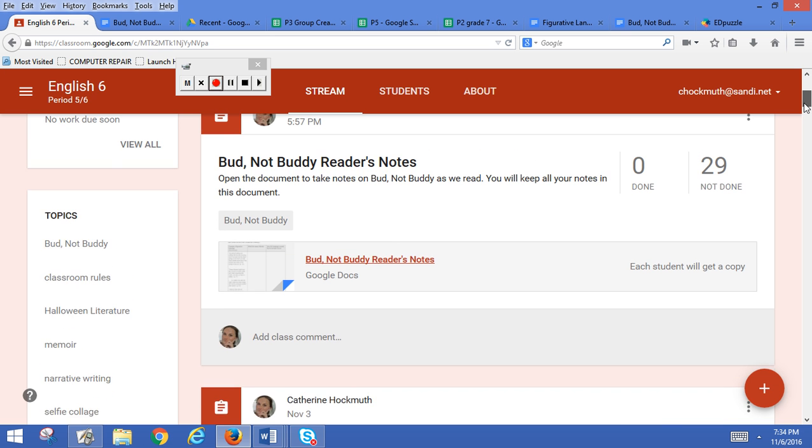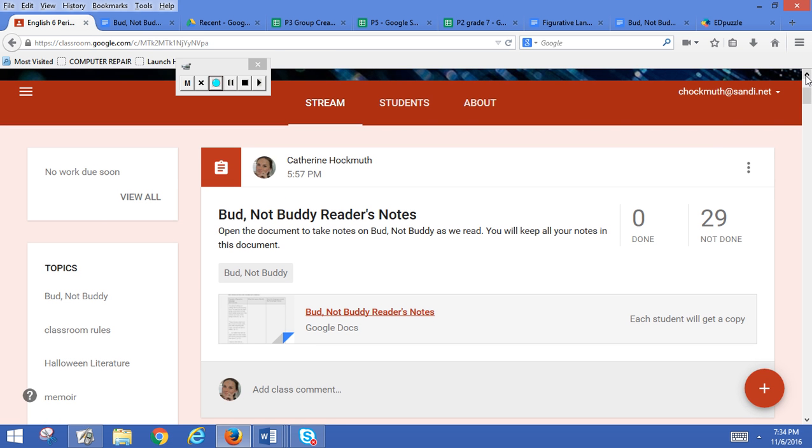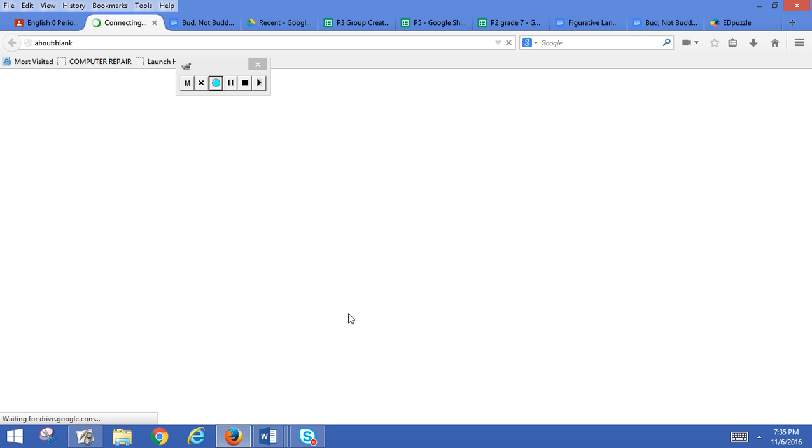You want to scroll down. You'll find the readers' notes are going to be the top assignment. I'll make sure I always move them to the top, so you should always be able to find them right here. And this is the only place that we're going to take notes for Bud, Not Buddy, other than some things that I might have you do on paper. So on your screen, you should have a button over here to the right that says Open. You're going to click that, which will allow you to open up the notes for Bud, Not Buddy.